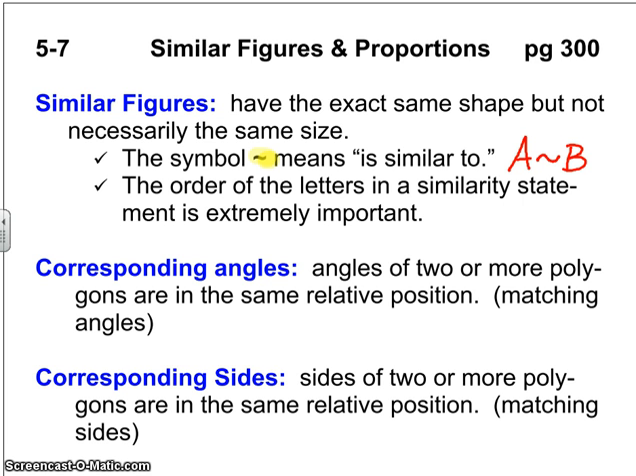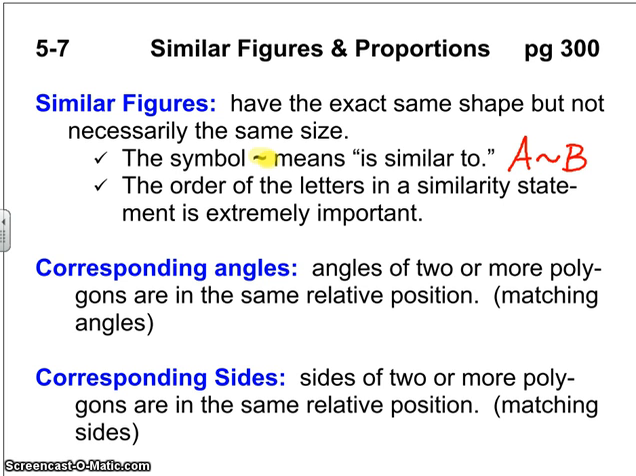Another thing just to remember is that when we start labeling our shapes, we use different letters. Keep in mind that the order of the letters in a similarity statement is extremely important. Okay? Remember that the order that you write your letters is extremely important, and again I'll show you why here shortly.